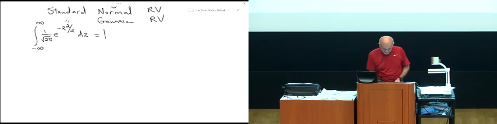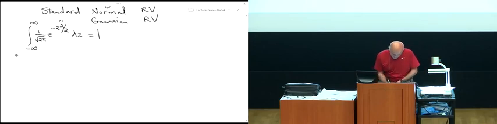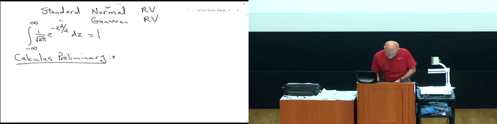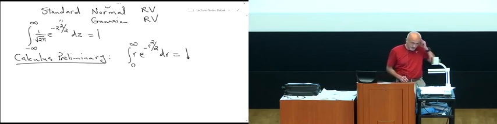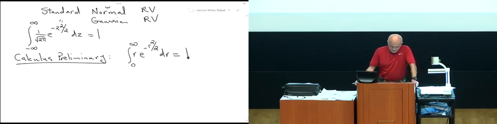All right. First, I'm going to get rid of a calculus preliminary. And that calculus preliminary is that the integral from 0 to infinity of r e to the minus r squared over 2 dr is 1. How would you do that? Prove it.